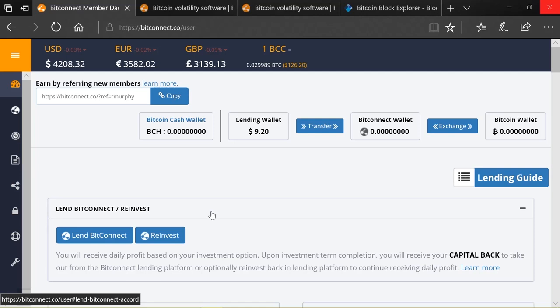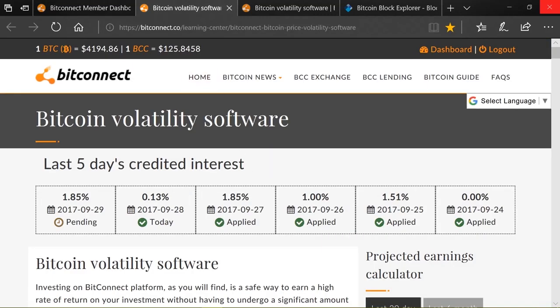So if we go to the volatility software, you can see the daily interest. So today, this is pending. This is tomorrow's interest as of 1 AM, which will go on to all of my investments tomorrow. That's 1.85% just for yesterday on everything. So every time I reinvest plus my principal, I get the interest on that every single day. So every investment I've ever made, I get 1.85% on everything. Today was a bad day, 0.13. Day before, 1.85, pretty good. Day before, 1.51 before that, and then we had a 0 day.